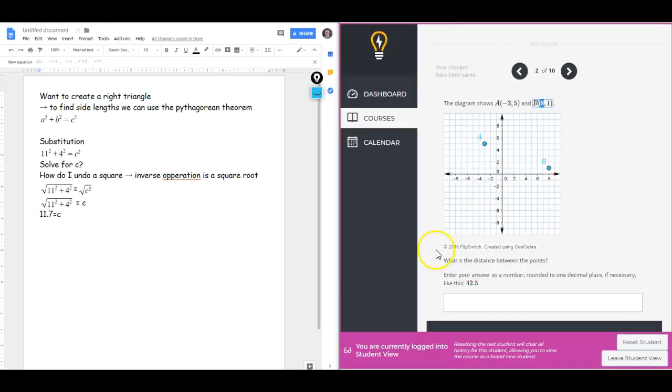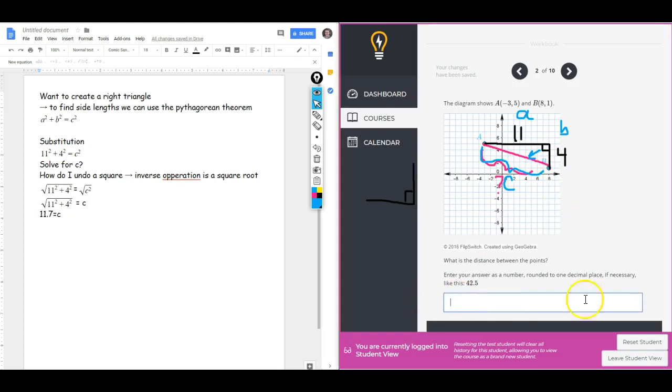So when you come back over here, what is the distance between those points? Again, remember that c is representing that distance. It was what we were looking for, and it is 11.7.